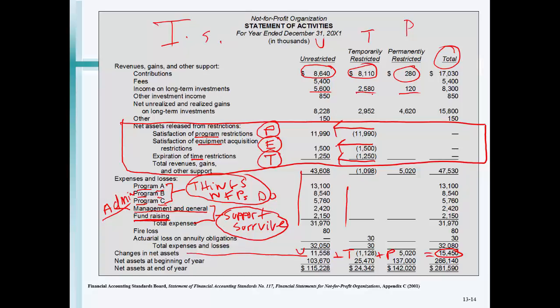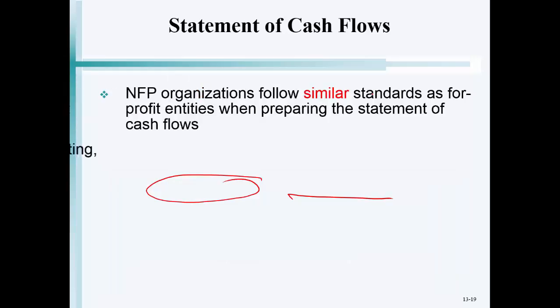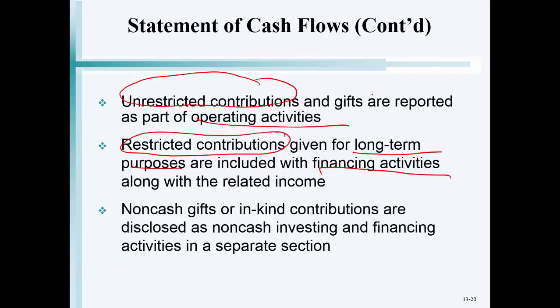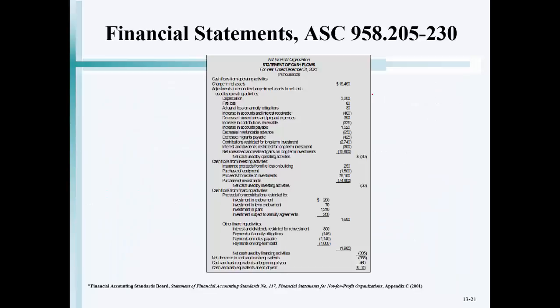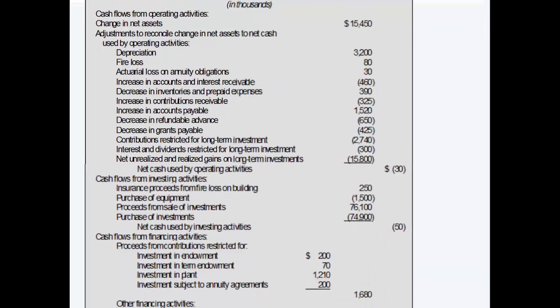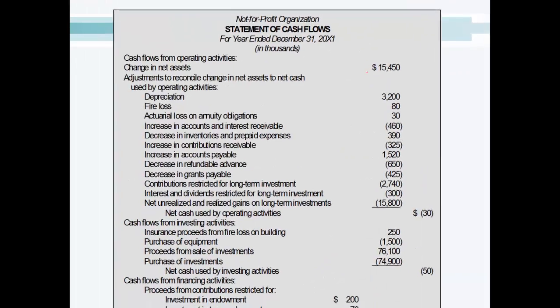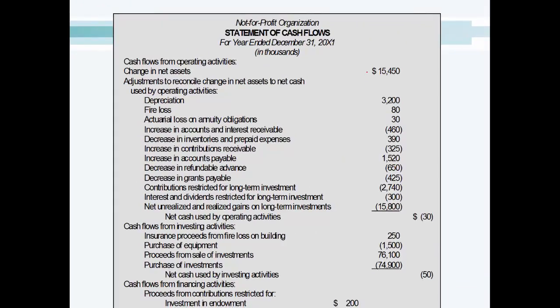So what's happening? Since we started our operating activity section with this net income number, which is change in net asset, which is like a net income number, which includes both unrestricted and temporary restricted items, we got a little problem, don't we?